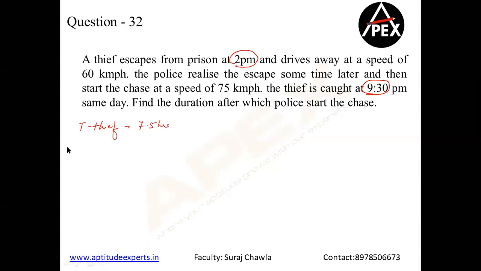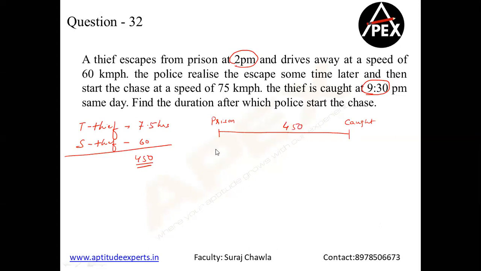Next, what am I given? I'm also given the speed of the thief. The speed of the thief is 60. So can I say the total distance from the prison to the point of being caught will be nothing but 7.5 into 60, that is 450 kilometers.